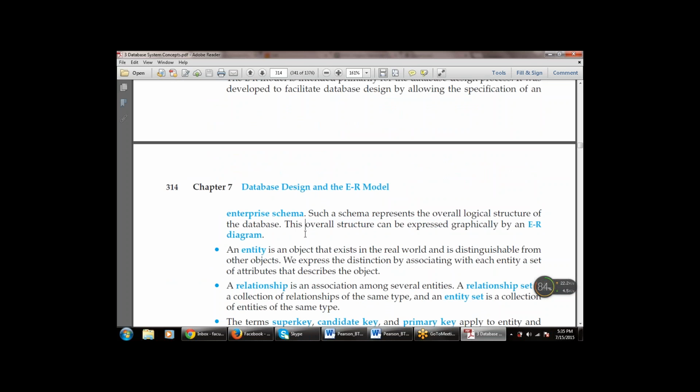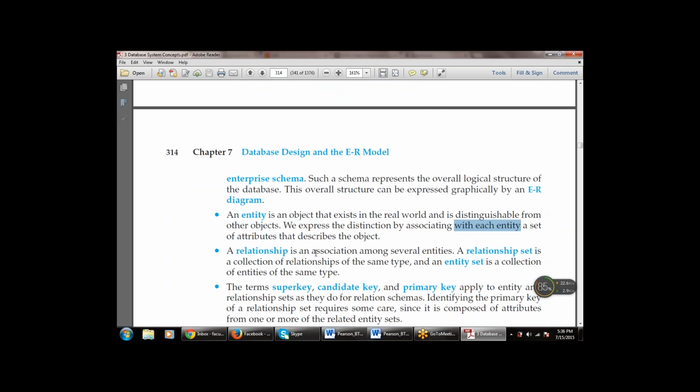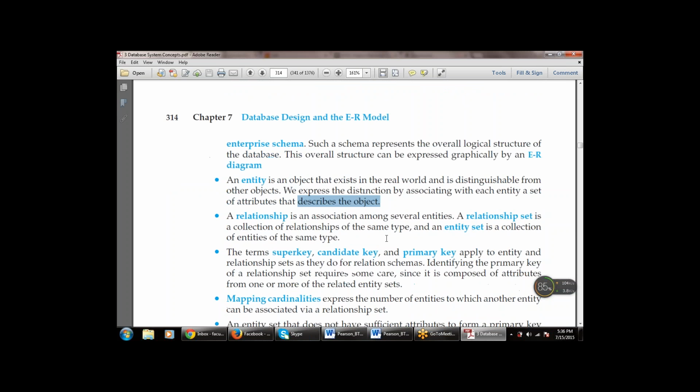This overall structure can be represented with the help of the ER model or ER diagram. So if I want to define the structure of an ER model in a graphical format, that will be represented with the help of the ER model. Next point says an entity is an object that exists in the real world, and it is differentiable from other objects. We express that distinction by associating with each entity a set of attributes that describes the object.